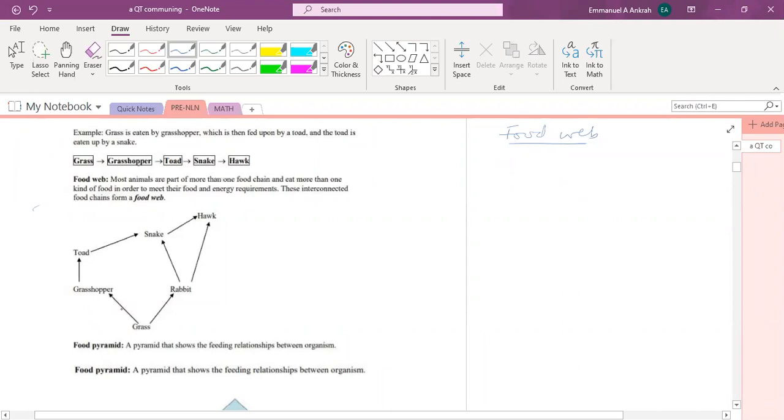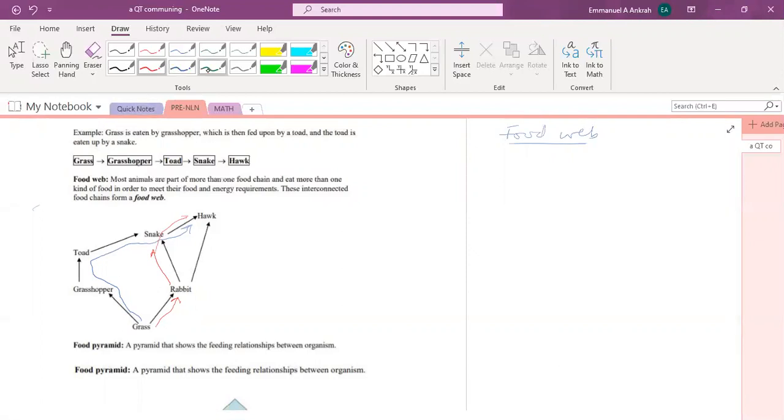So let's trace one of them. So for example, if I start here, I have grass. So grass produces food for grasshopper. Grasshopper produces food for the toad. Toad is food for the snake. And snake is food for the hawk. Okay, so this is one food chain. If I trace it that way, I can trace another food chain. If I start with grass, the grass produces food for rabbits. Rabbit is food for snake. I can go that way. And then the snake is food for the hawk. So that's another food chain.